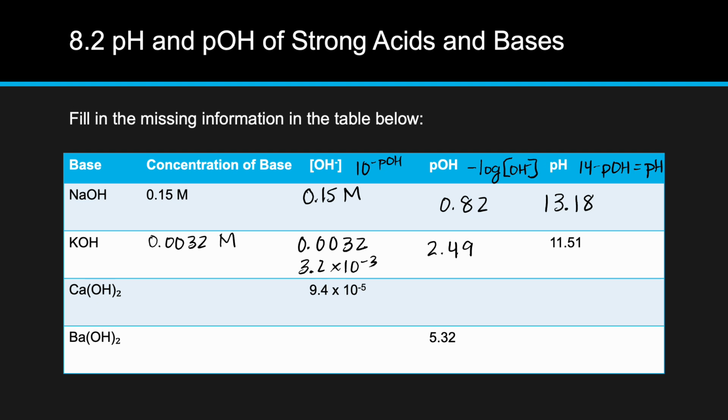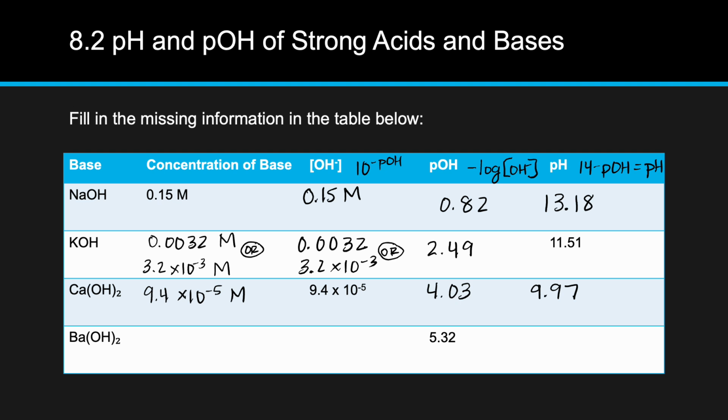All right, then moving down to calcium hydroxide. We are starting with the information of the concentration of hydroxide ions. And we know because it's a strong base, that's going to be the same as the concentration of base. So 9.4 times 10 to the negative fifth. To get our pOH, we're going to take the negative log of that number, which will give us 4.03. And then to get pH, we're just going to take 14 minus the pOH, and we will get 9.97.